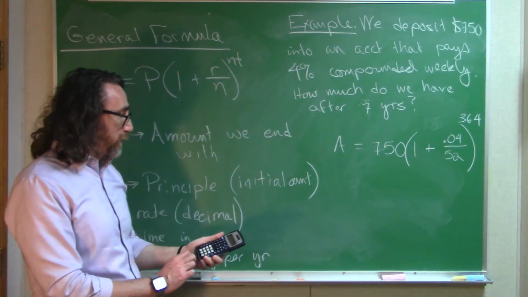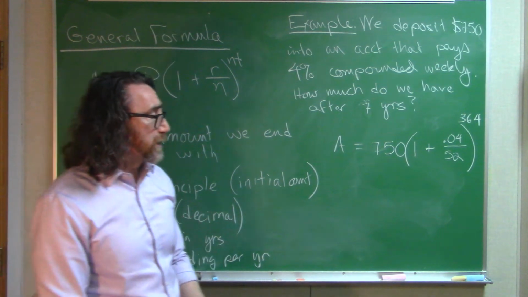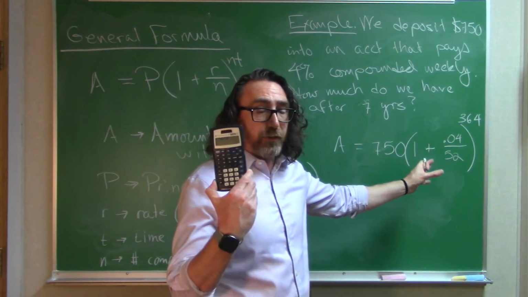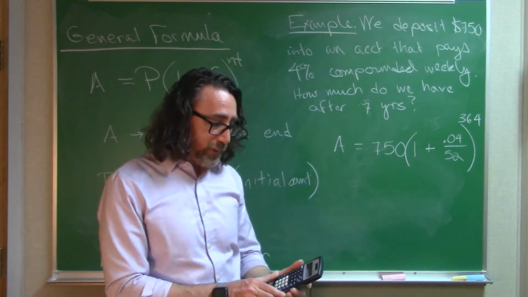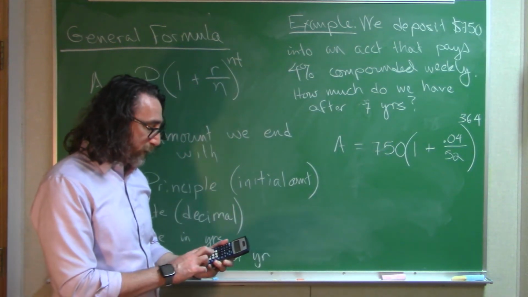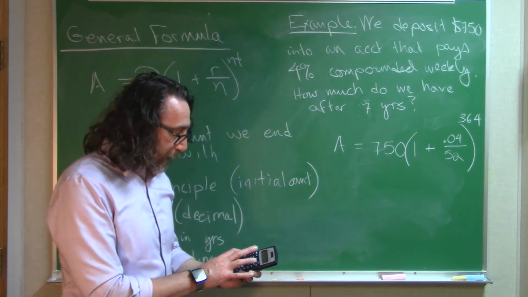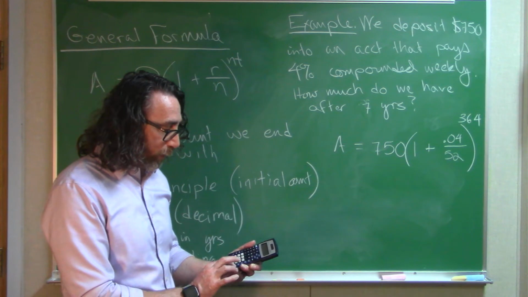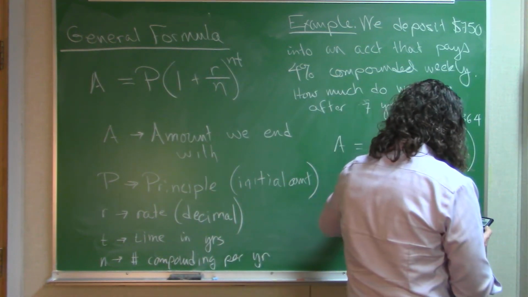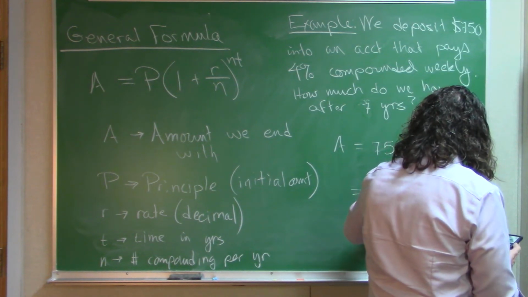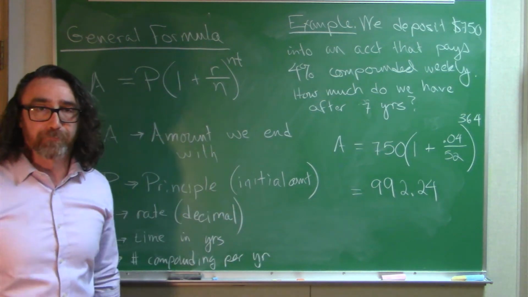And now I just crunch these numbers here, so 750 times, in this case, if you have a calculator like this, enter it just like it looks. 750 times, open a parenthesis, 1 plus 0.04 divided by 52, close the parenthesis, exponent 364. Okay, so we can just crunch it in one big computation. Here's what I get, $992.24 after the 7 years.